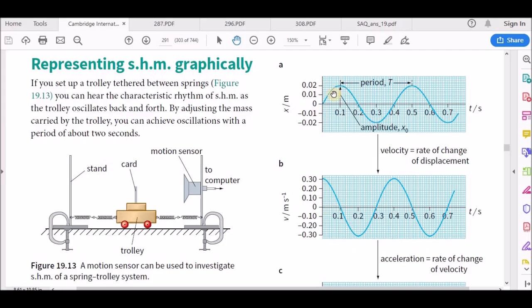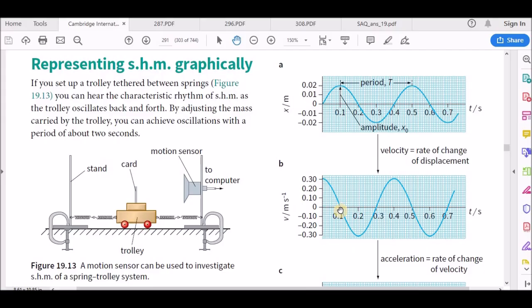Now from here to here you can see the velocity is positive and decreasing and becomes 0. Then from here to here the velocity is 0, negative, and increasing and becomes maximum.